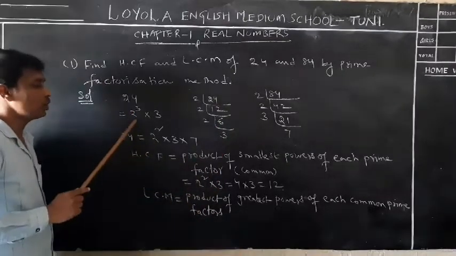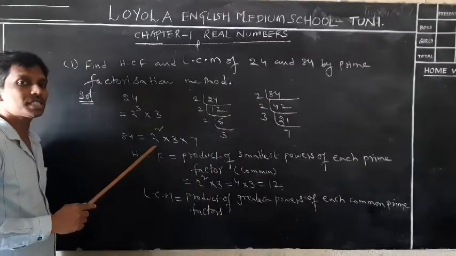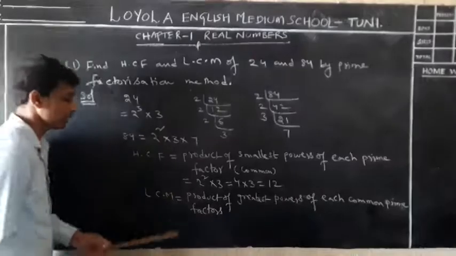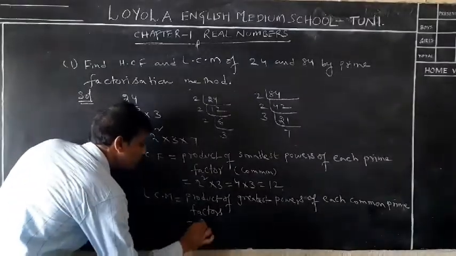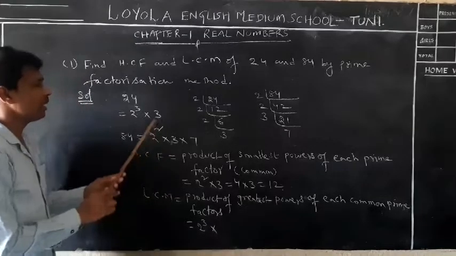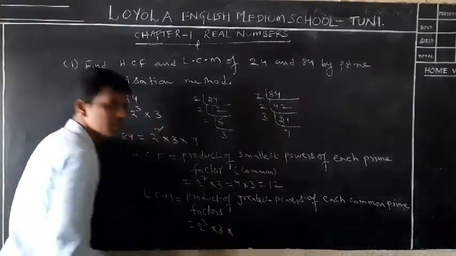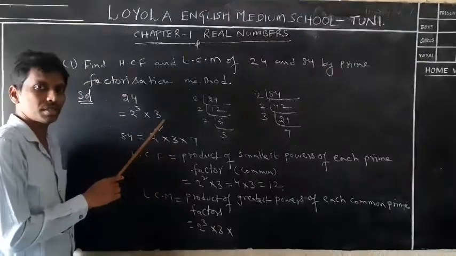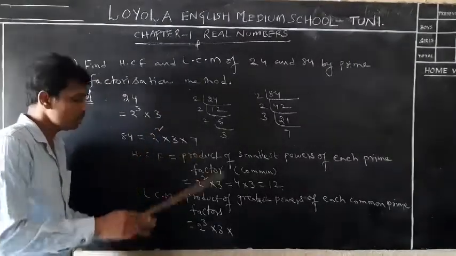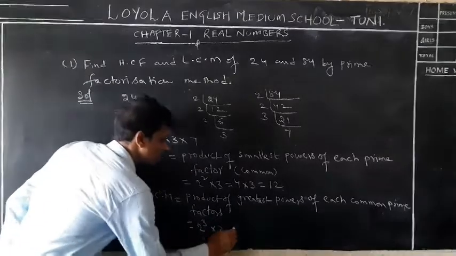So by comparing 2 cube and 2 square, which is greatest? Yes, 2 cube is the greatest. So I am writing 2 cube. Anyway, 3 is the same. We can't take more. Here 7 was absent, but here it was present, you know. So we must take 7 also.